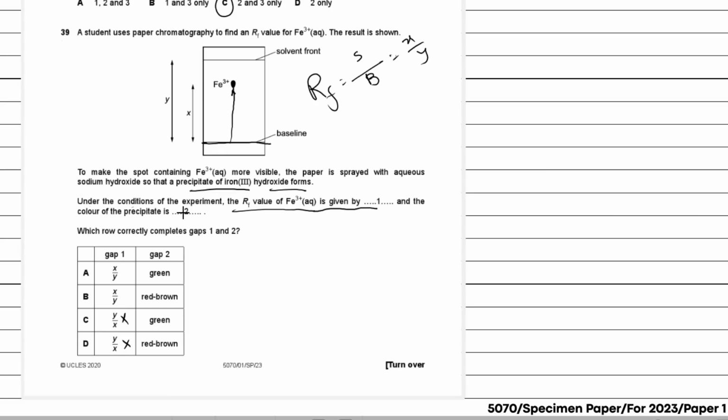And the color of the precipitate is, so we have iron 3 hydroxide. So iron 3 is a reddish brown precipitate. Only iron 2 gives a greener precipitate. So for number 39, the answer is going to be B.